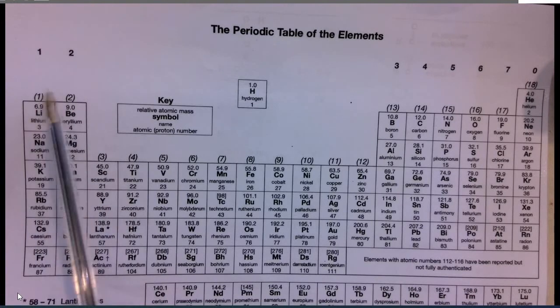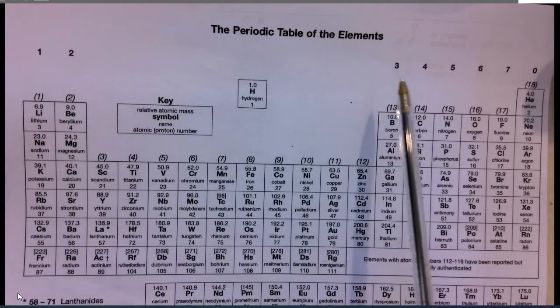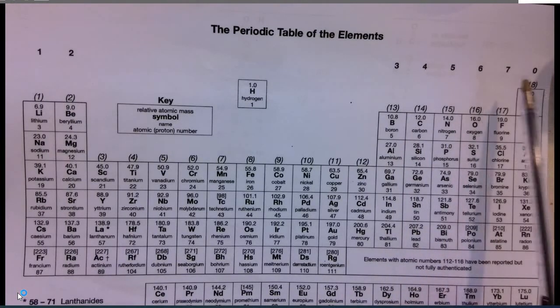Along the top of the periodic table, 1, 2, 3, 4, 5, 6, 7 and 0 represent something called the group numbers. The group number represents the number of electrons in the outside shell. Because each element in that group has the same number of electrons in the outside shell, those elements have very similar properties. So whenever we are looking at a periodic table and we have to work out how many electrons are in the outside shell, we look at the group number.